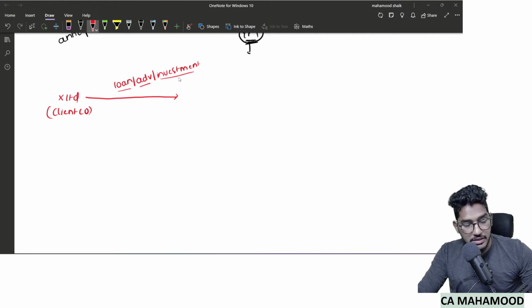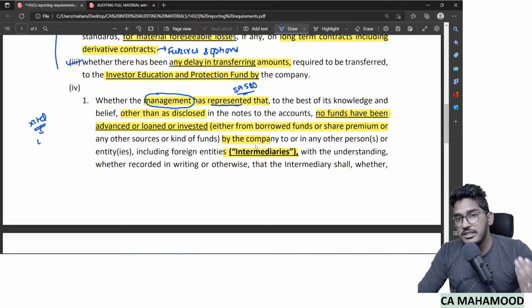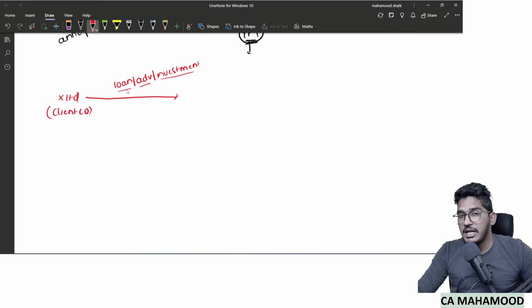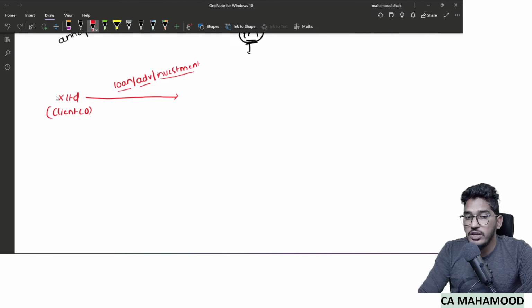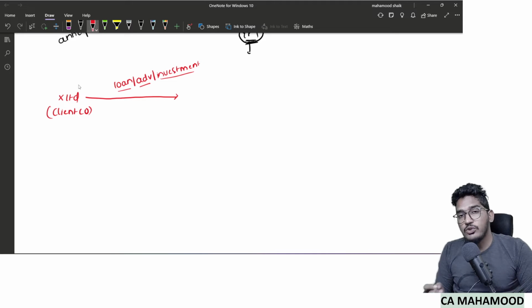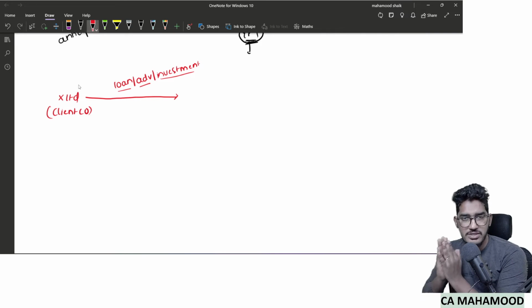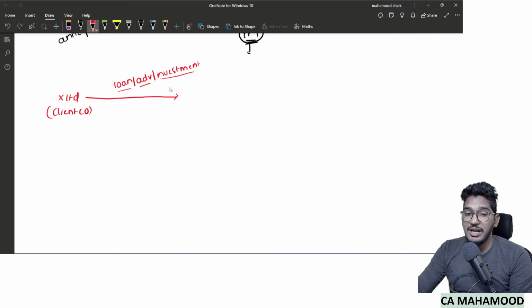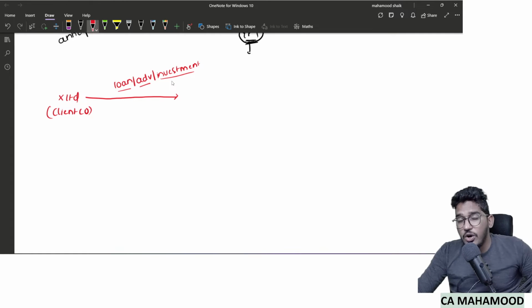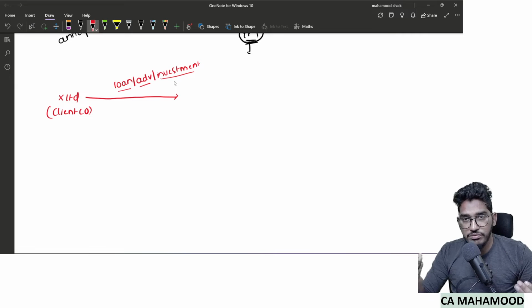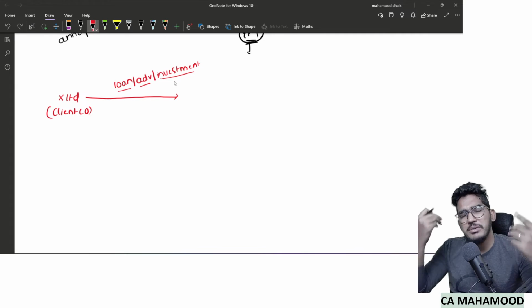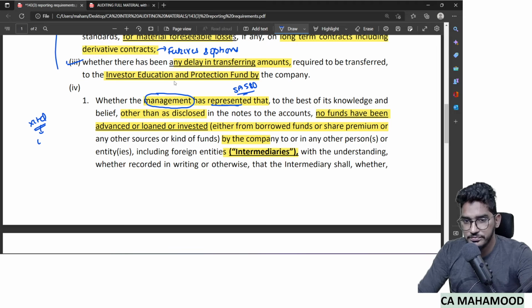Now if we come to the content in the brackets, either from the borrowed funds or from share premium or any other source or kind of funds. Now this loan, advance or investment, whatever your client company is giving, that could be from the borrowed money, that could be from their own money, that could be from their securities premium, whatever could be the source of funds, ignore. The client should not have given any loan, investment or advance, either from their borrowed funds or from their reserves or from any other kind of source of funds.